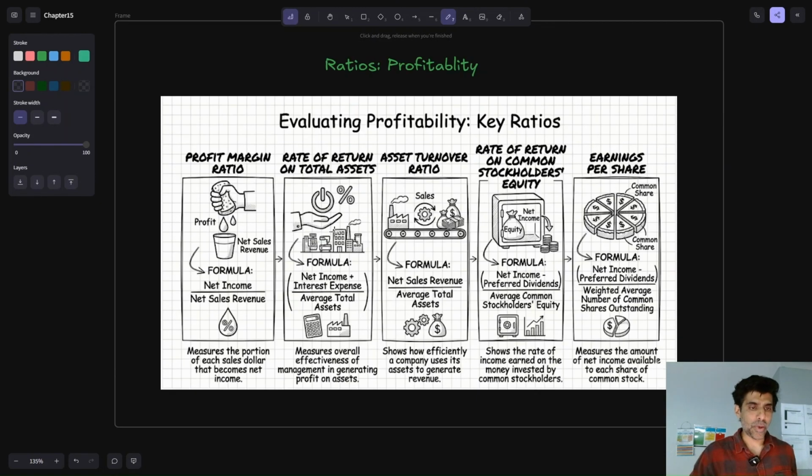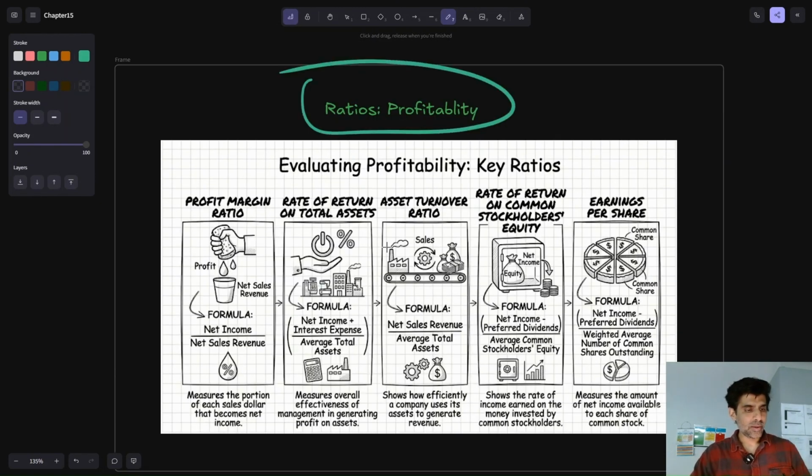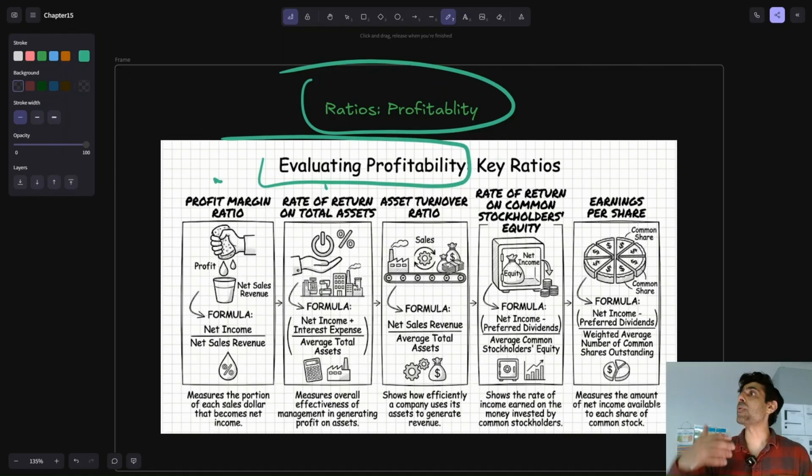Okay, profitability: profit margin ratio, return on assets. Again, all the formulas are here for you, so you can just refer to the slides. But I guess the important thing to remember is that these are all trying to answer this question about profitability, bottom line: how much return, how much profit, is the business generating for the owners.